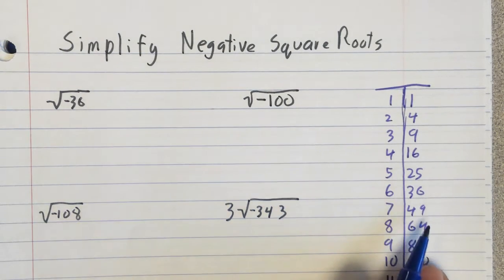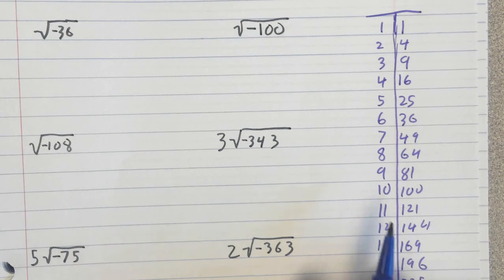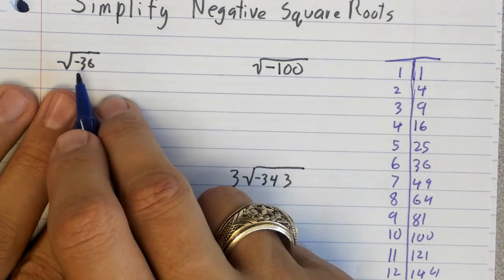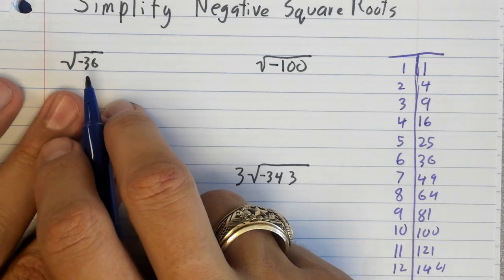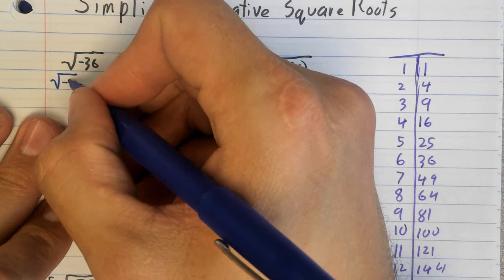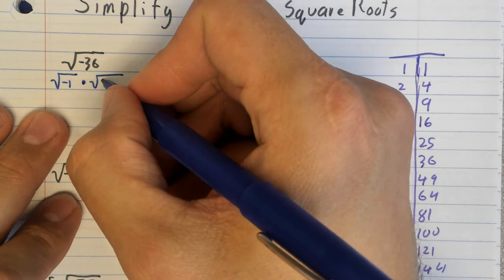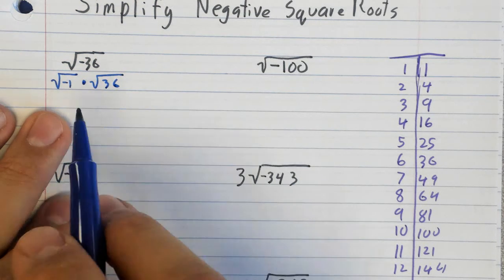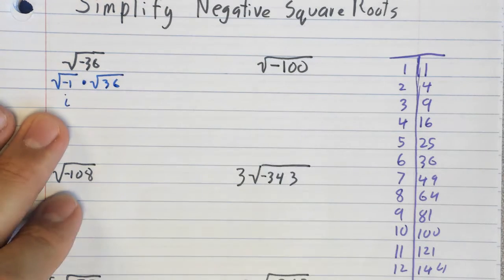I have created a list of all my perfect squares and their square roots in front of them. I'm going to see that this is negative and realize there is no square root of negative 36. I can split this into the square root of negative 1 times the square root of 36. The square root of negative 1, as we talked about earlier, is i.